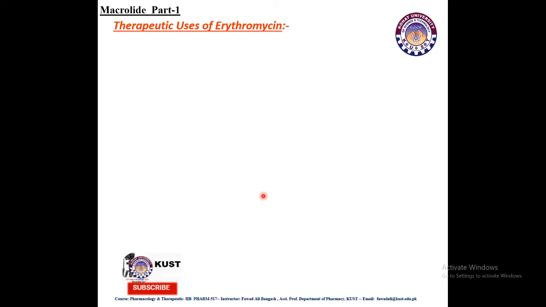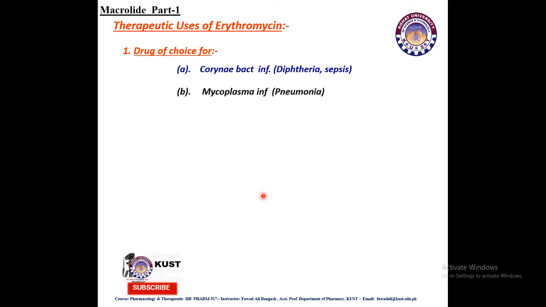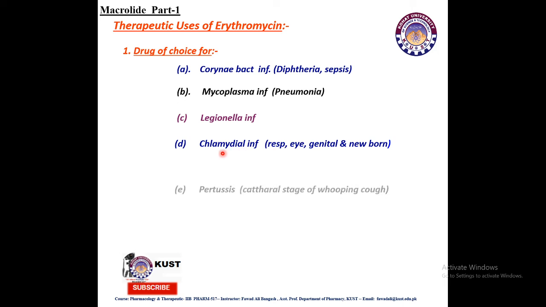Therapeutic uses of erythromycin. It is a drug of choice specifically against aerobic gram-positive bacilli and cocci, for example, diphtheria and sepsis caused by corynebacterial infection, pneumonia caused by mycoplasma infection, legionella infection, and chlamydial infection, for example, chlamydial infection in the respiratory tract, eye, genital, and newborn. So erythromycin will be the first drug of choice for chlamydial infection.